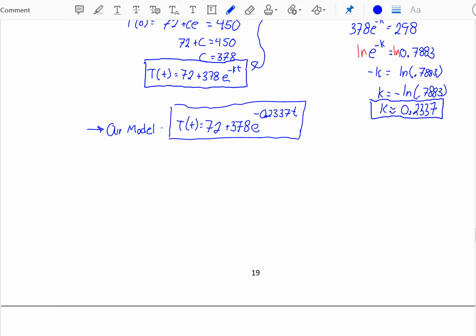Now, the question we were asking today was, how much time is going to be required for the pizza to cool to 110 degrees?